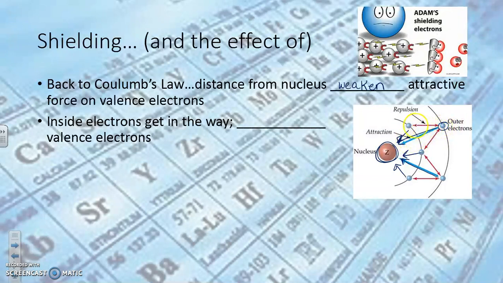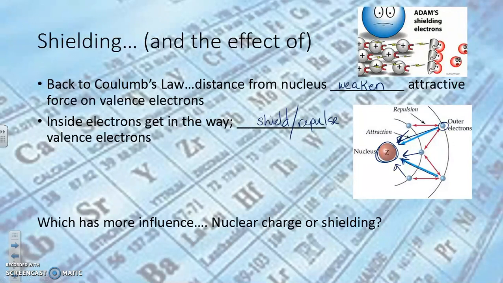And since they repel each other, that repulsion is actually going to push it further away and weakens that attraction. So they shield and repulse. Yeah, I know repulse sounds so bad, right? And they repulse those valence electrons. All right. Which has more influence, nuclear charge or shielding? Well, we figured that out in the vodcast. We said that if you increase the nuclear charge, but there's more shielding and more electrons in the way, the shielding is going to have more influence, right?